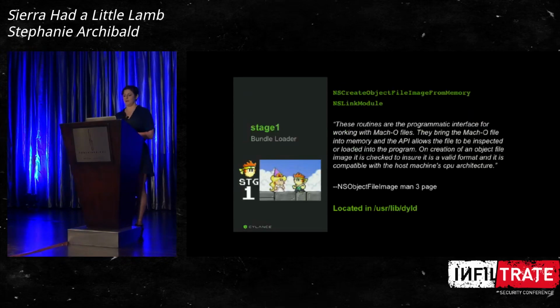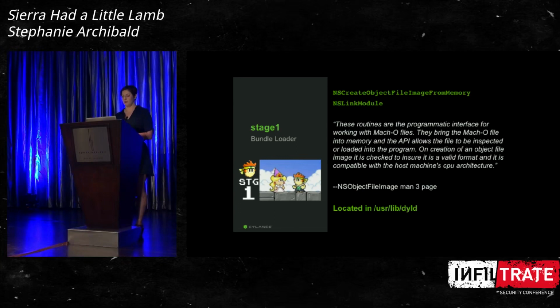Stage 1 is basically the traditional way to go about executing bundles from memory on OS X, which is to find NSCreateObjectFileImageFromMemory and NSLinkModule. I feel like Apple is trying very hard to forget these functions exist. They've been deprecated since about 2005, but all Apple basically says on their man page is that these routines are a programmatic interface for working with Mach-O files.